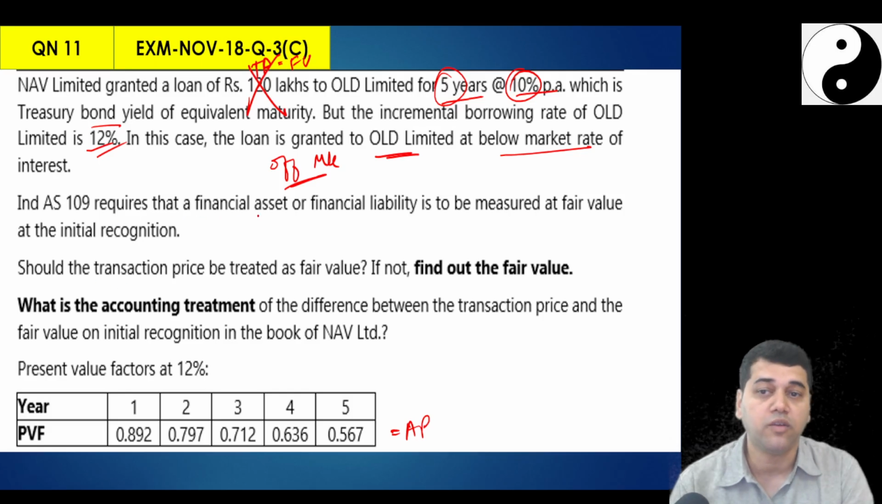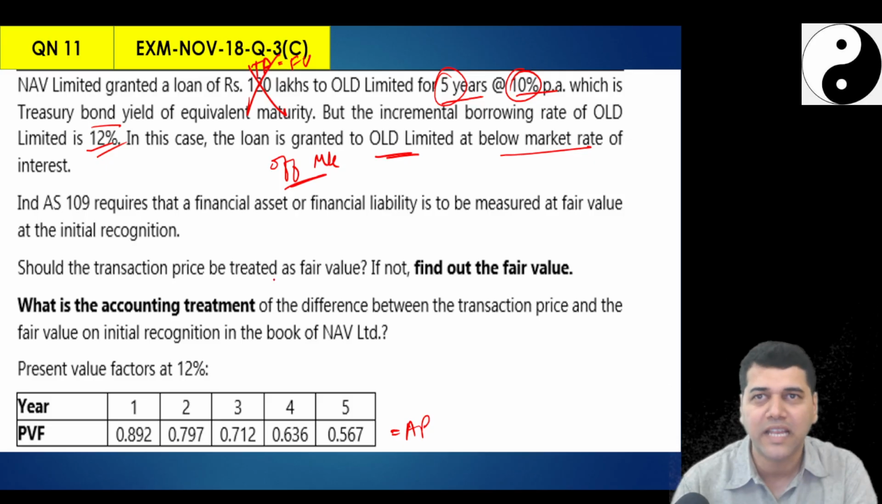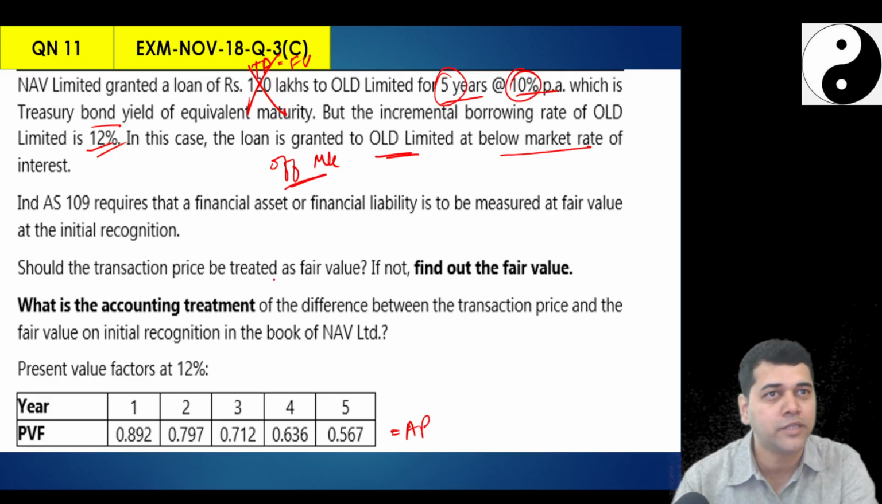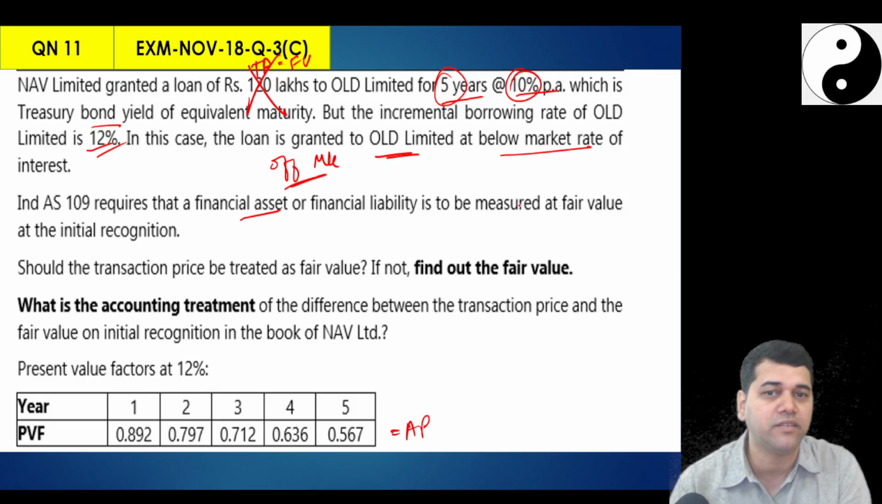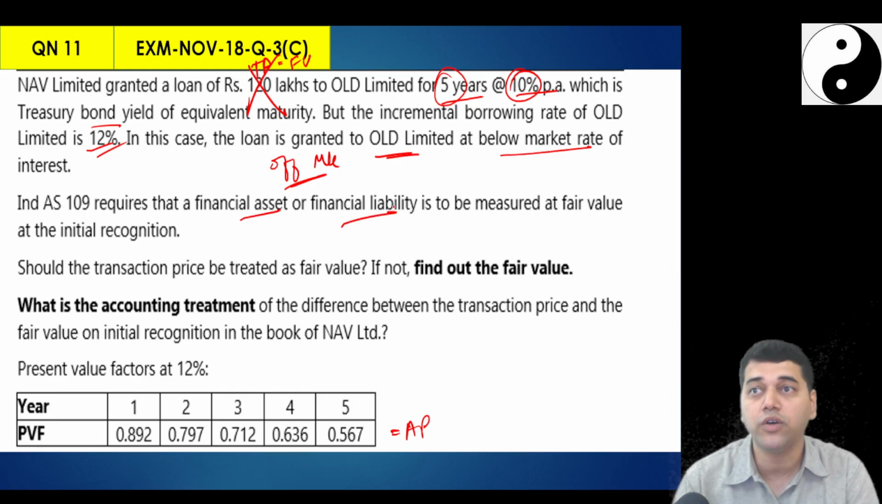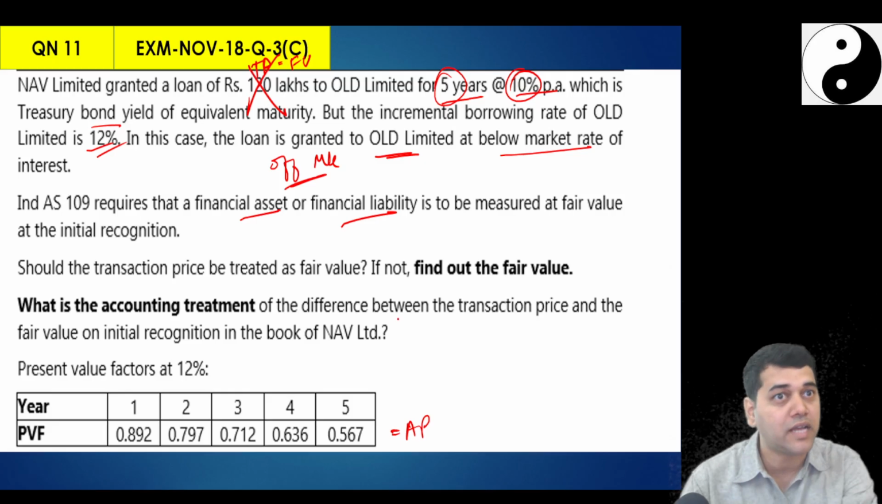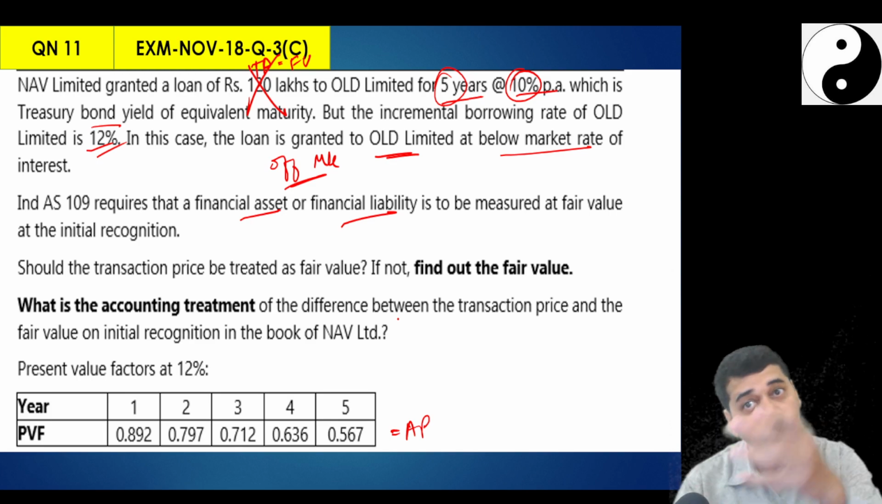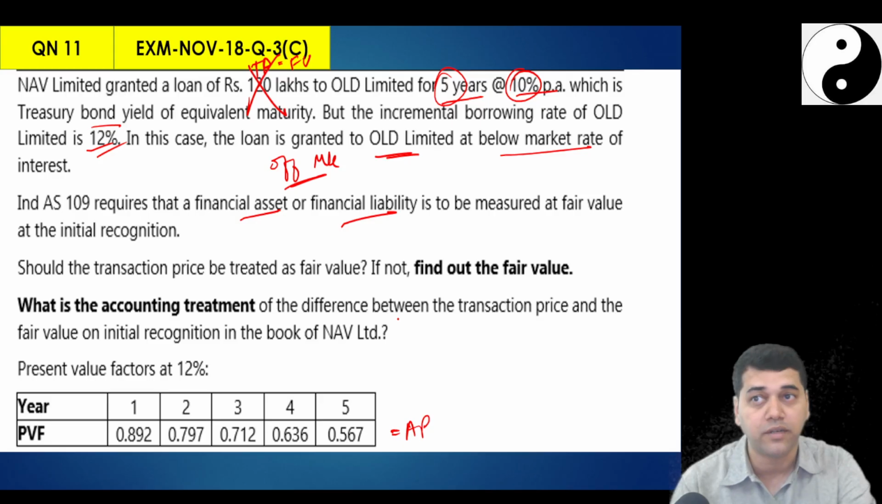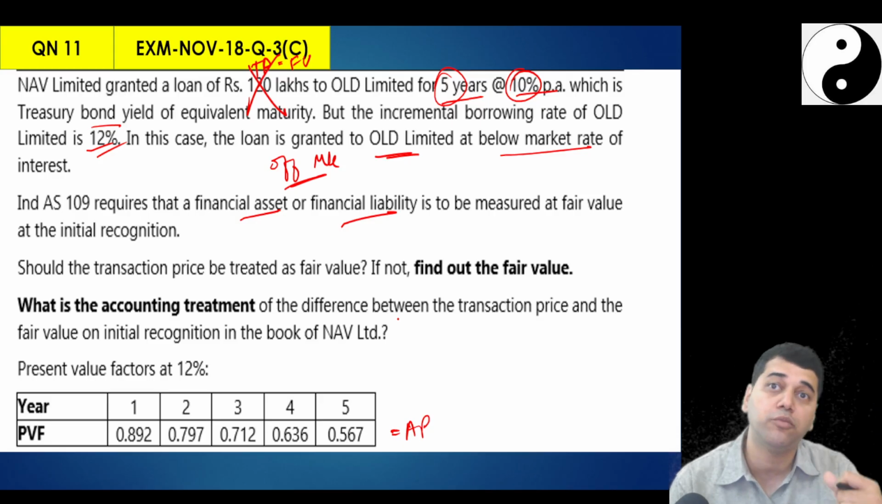Ind AS 109 requires that a financial asset or liability is to be measured at fair value. Would they tell me that in the exam? We know that it should be measured, but we are not sure in whose books they are asking. Be careful, because we have already seen in one group study material they asked in the books of the parent. One examination question also came in the books of the parent, and suddenly another in the books of the subsidiary.